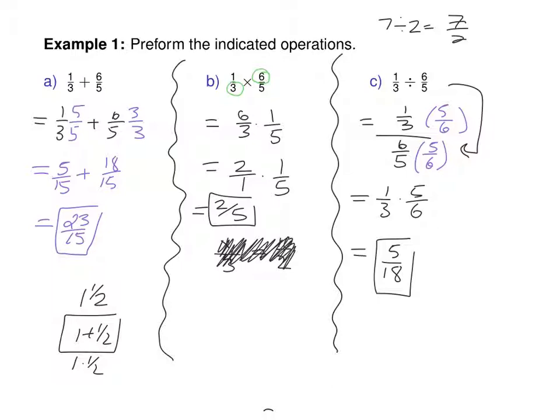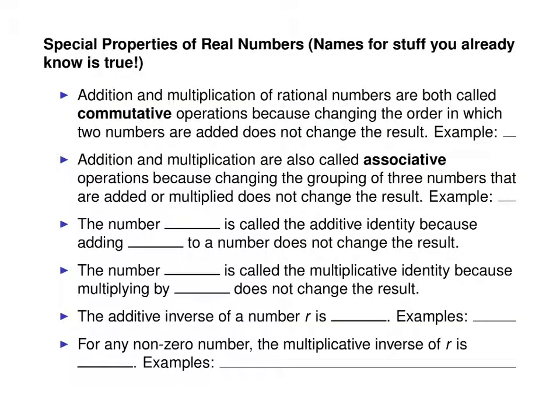And now the next thing I'll talk about is some properties of numbers, i.e. names for stuff that you already know is true. So, addition and multiplication are both called commutative, which means changing the order in which you add 2 numbers or multiply 2 numbers doesn't matter. You know that that's true already, right? So that's called commutativity.